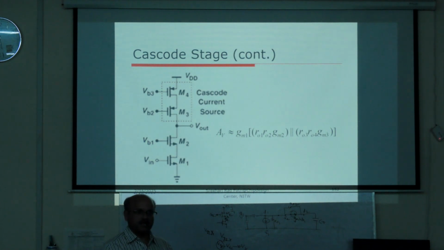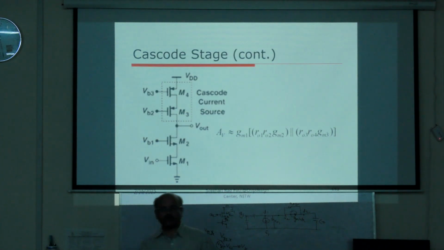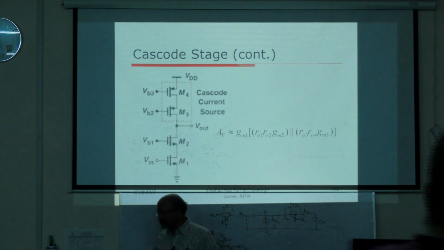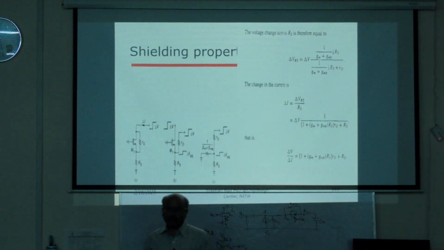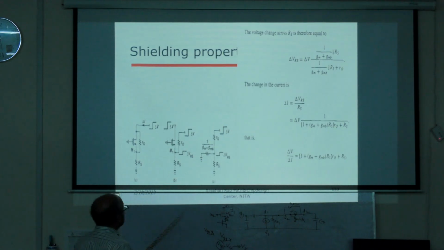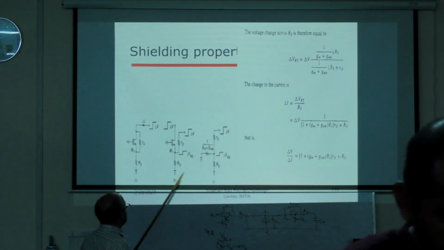Therefore that is meaningless. Therefore try to put in the load also as a cascode, right? Then what happens is you will get a larger impedance, okay? Therefore larger output impedance, larger gain you will get. Another important property of the cascode is the shielding property. Of course, we have said the shielding property, in the sense of what is happening here.